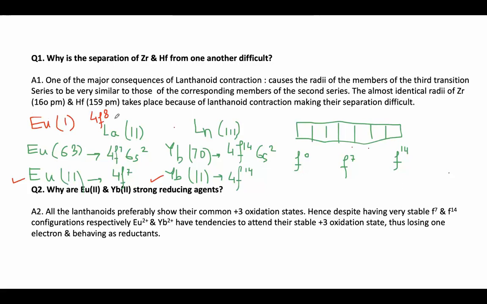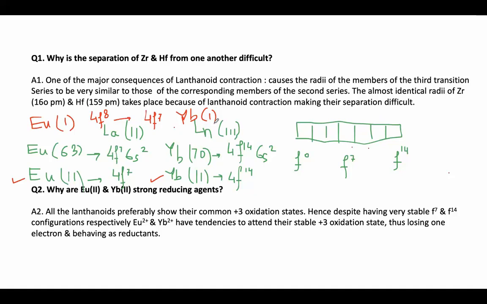So basically, if it loses one electron, it will go to 4f7. That is the very stable electronic configuration of 4f7 that it wants to attain. So europium-1 should be the stronger reducing agent. Likewise, in case of ytterbium also, your approach should be that ytterbium-1 should be the stable reducing agent, because if they lose one electron, they will go to either 4f7, the half-filled subshell, or 4f14, the fully filled subshell.